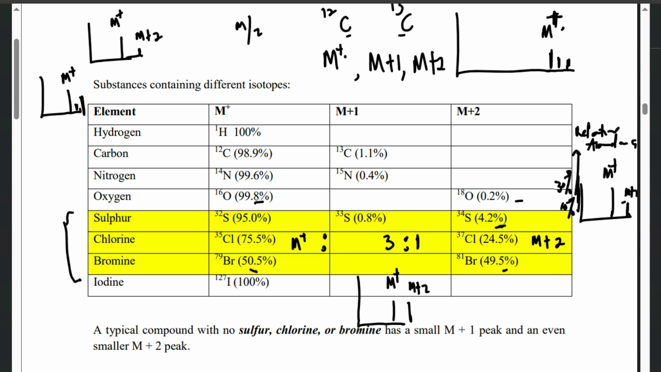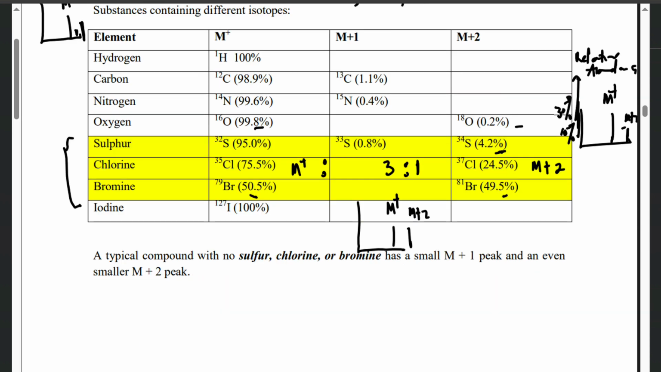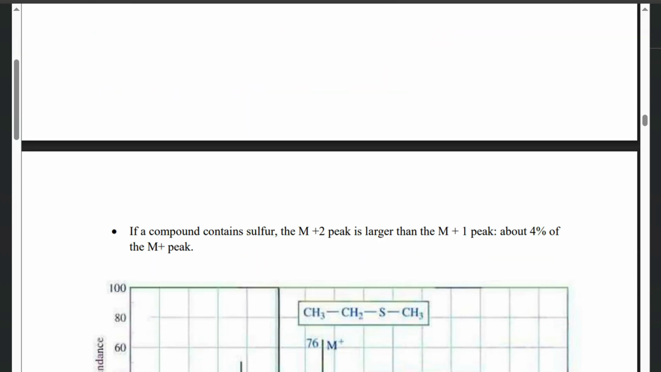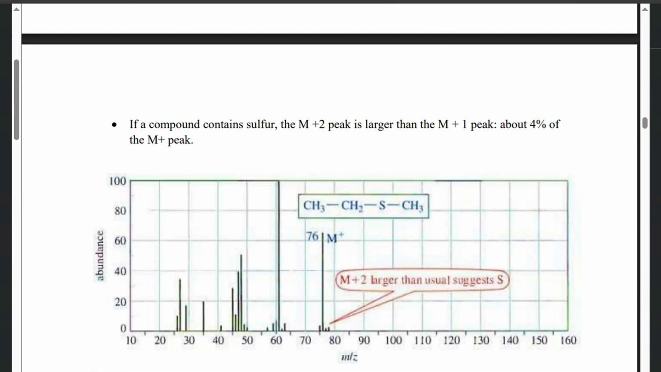So that was what I was saying here, that for substances that are not isotopic in nature, you may see a smaller peak here, but they are not depicting anything at all. But if a compound contains sulfur, the M plus 2 peak is larger than the M plus 1. So these are the things you need to note.